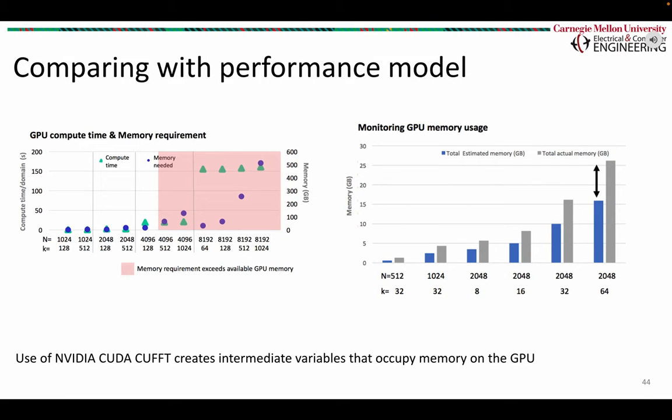One caveat is that in the proof of concept implementation, there's a difference between the estimated memory usage and actual memory usage on a GPU. The difference between the values is due to the use of cuFFT, which creates temporary variables in the midst of calculations.